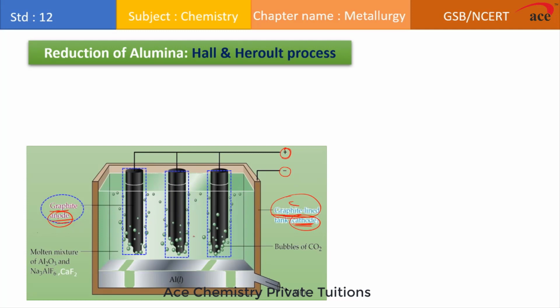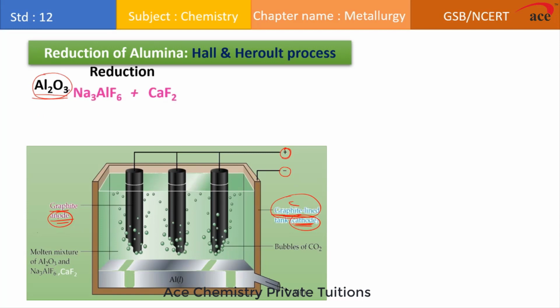Inside this electrolytic cell, we take molten alumina. This is the purified form of bauxite. This bauxite is converted to what? Alumina, and the formula of alumina is what? Al2O3, which is obtained in Baeyer's and Hall's process. So we are doing electrolysis of alumina. We require this alumina in molten or fused form.